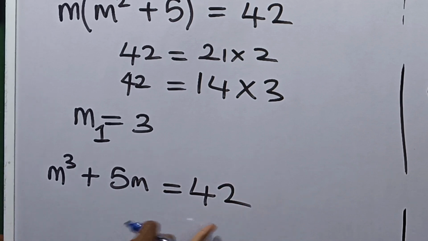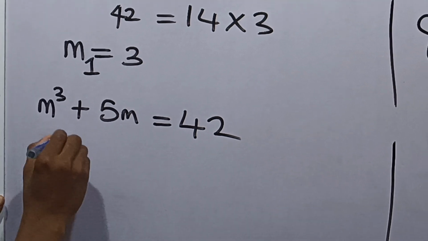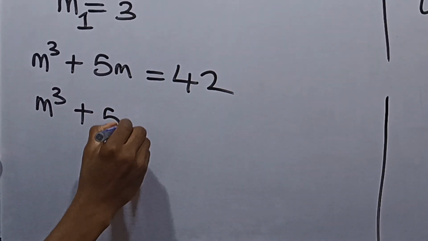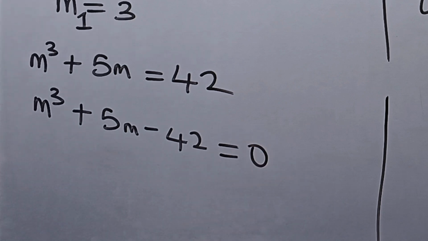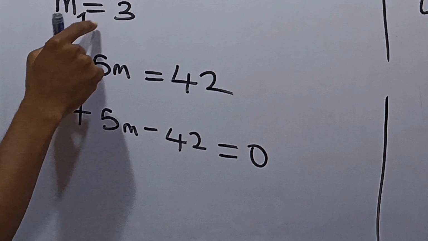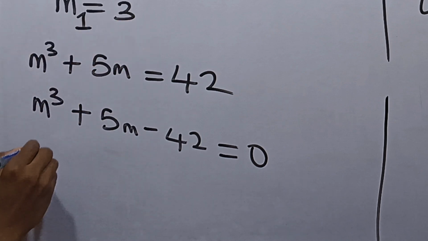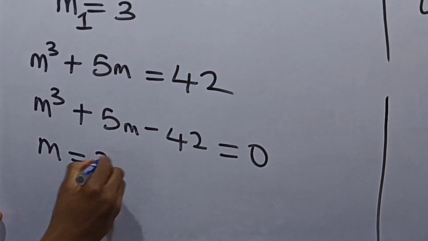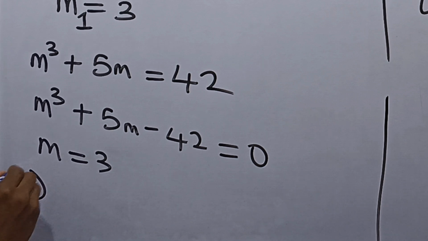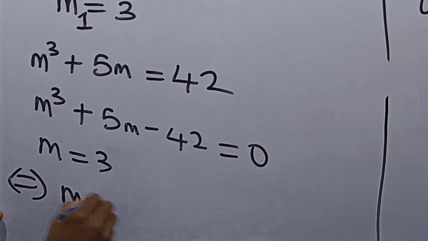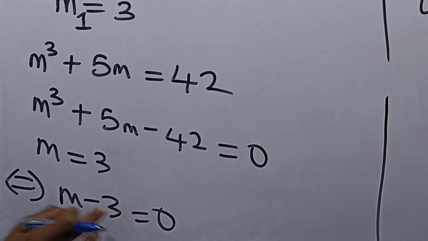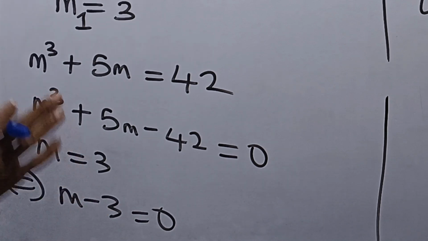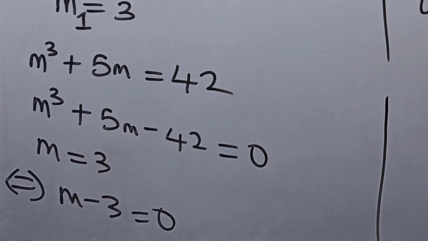Now, bringing this over here, we have m cubed plus 5m minus 42 is equal to 0. Okay, now if you look closely here, you see that we have our m to be equal to 3. So from here, we can say that if m is equal to 3, it implies that m minus 3 is equal to 0, meaning that m minus 3 is a factor of this equation. And when we divide this equation by its factor, we will get the second factor.